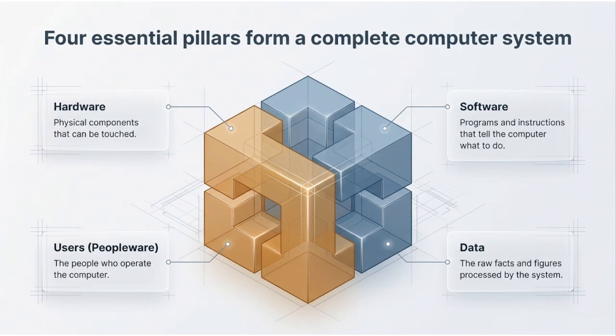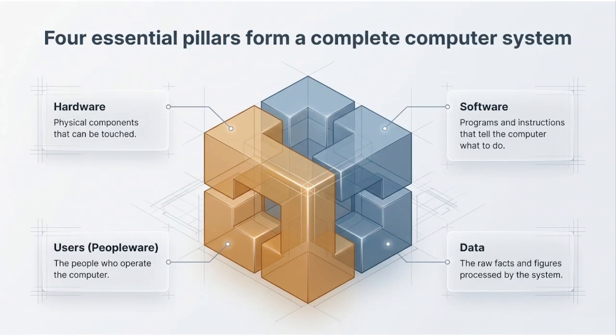Components of a computer system. A complete computer system is made up of four main components. We have the hardware, which is the physical part that you can see, any physical parts of the computer that you can see and you can touch. We also have the software, which basically contains the programs that instruct the computer what to do.